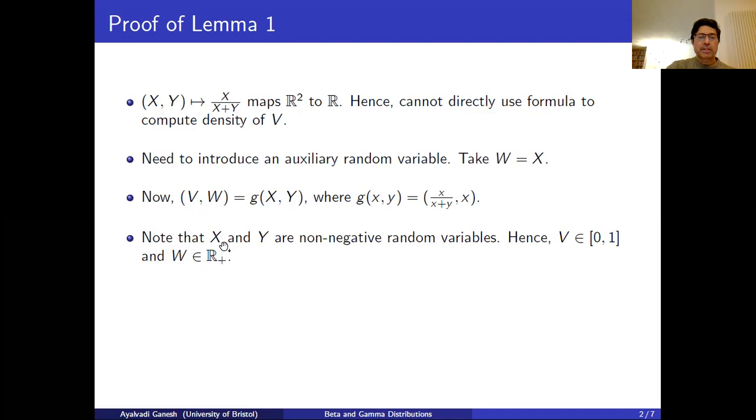Okay, so let's start by thinking about where these random variables live. X and Y are gamma random variables, so they are non-negative. So this ratio is going to be non-negative as well, and it's going to lie between 0 and 1. Right? So V is going to lie between 0 and 1. W is just X, so it's going to be non-negative. That's all.